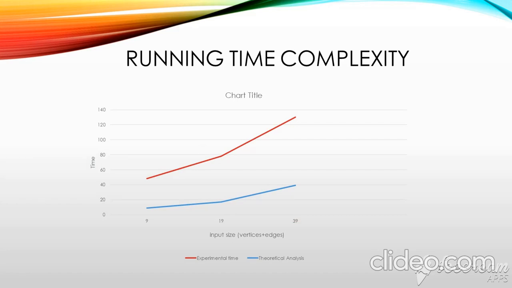Here I am showing the running time complexity of the DFS algorithm. The red line is the experimental time and the blue line is the theoretical analysis. There's a difference between both because of the environmental setup. There are RAM issues and many more environmental issues which affect these implementations.